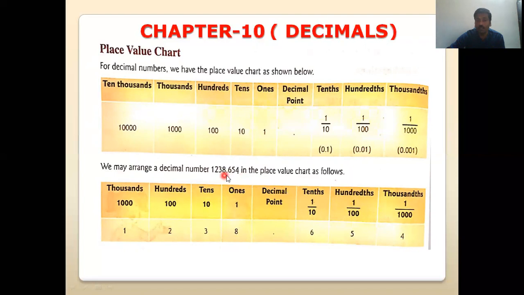And now students, the first place after the decimal represents the tenths, and this is the 6. Second is the 5, this is the hundredths, and the third is the 4, this is the thousandths. Now in this way we can represent 1238.654. Okay. So in this way we can simplify all these types of numbers.